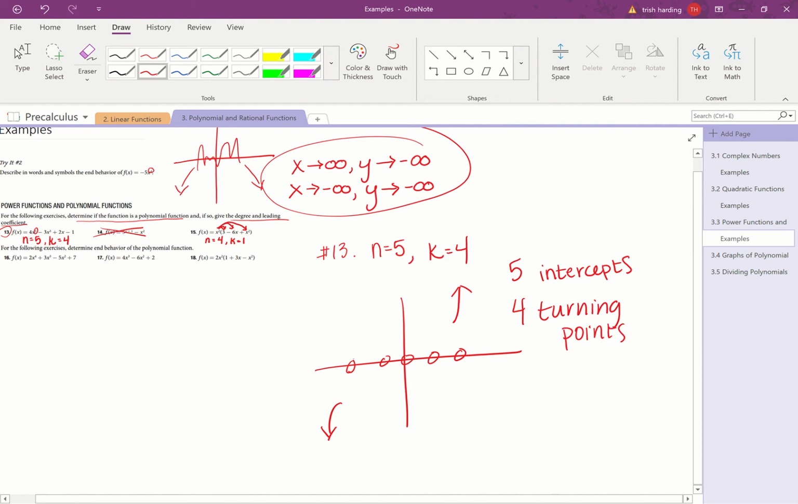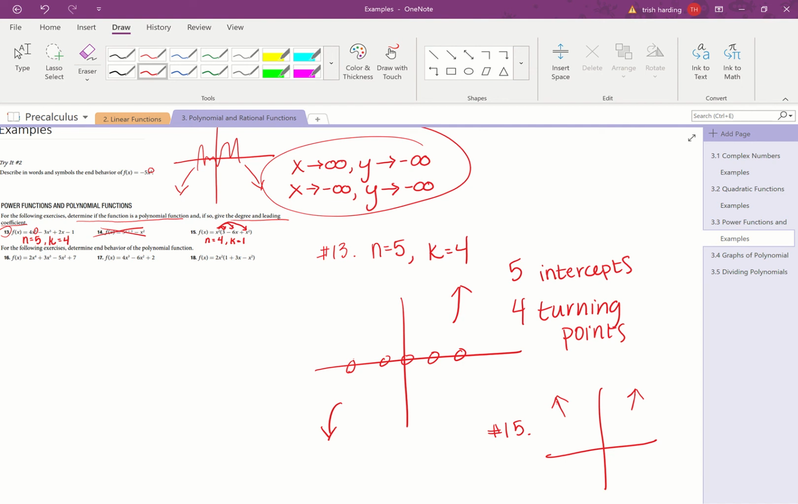If we were to look at number 15, that's an even function. Notice that our k is positive, so it will do something like this. Now, it'll do something weird in the middle. I don't know what it'll do, but I can guarantee you it'll do something weird. Polynomials are weird. What that tells me is that I'm going to have 4 intercepts, and I will have 3 turning points.